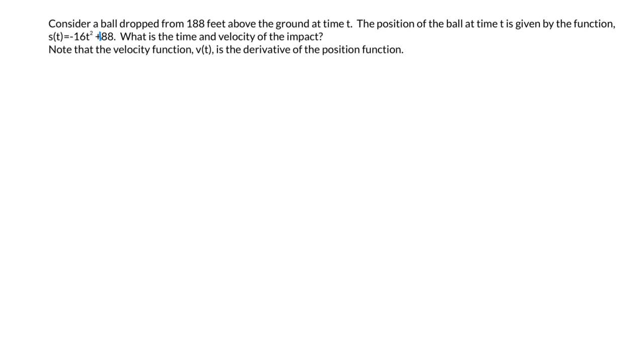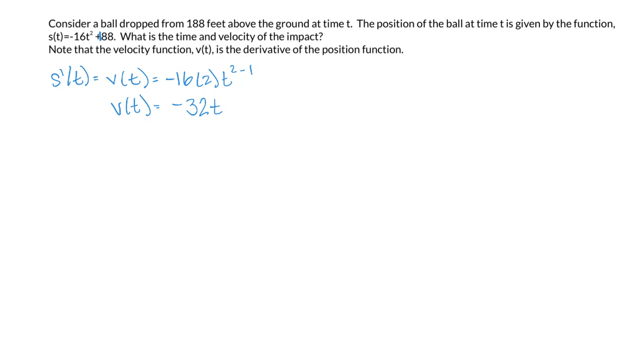Okay, first let's find the derivative of this. So the derivative of the position function is equal to the velocity. Velocity is related to speed. So how fast is this moving at a specific time? So again, we're going to multiply the exponent out front, decrease the exponent by 1. Notice the derivative of 188 is 0. So if we simplify this, we get v of t equals negative 32t.